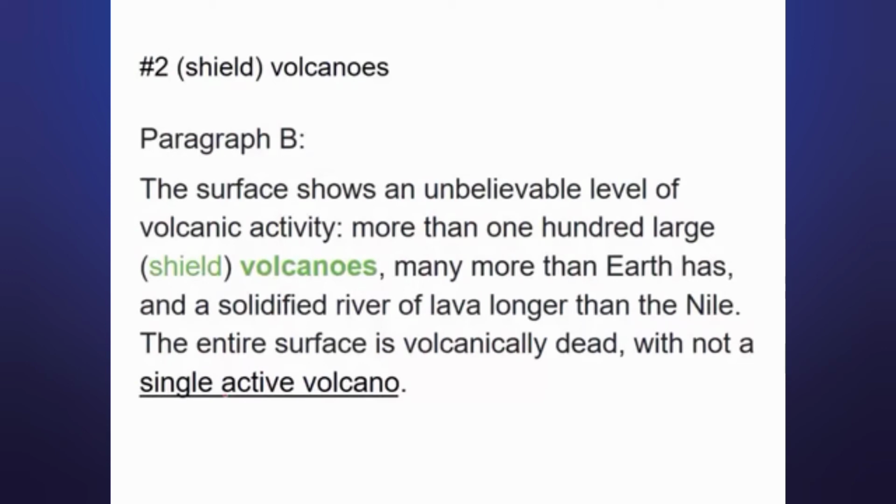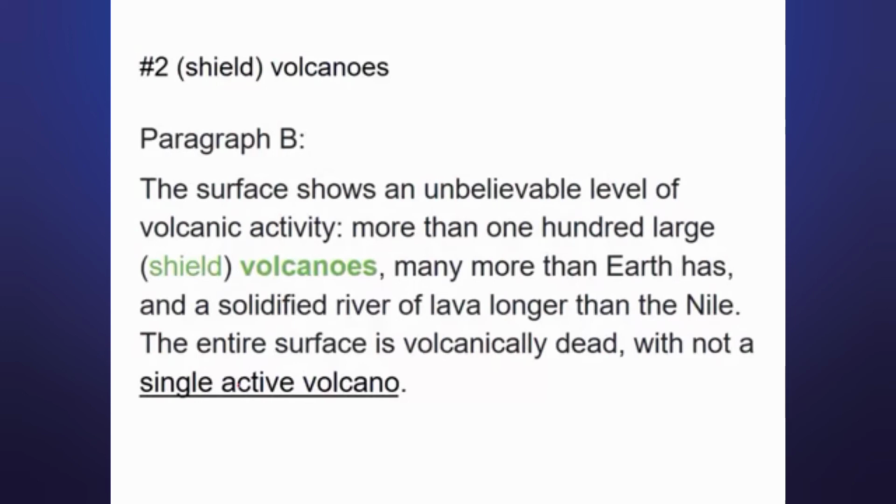Okay, and a solidified river of lava longer than the Nile. Okay, that's where we get that description of that label of the solidified river, right? One more sentence. The entire surface is volcanically dead, with not a single active volcano. Okay, the surface of Venus is covered with numerous dead volcanoes, dormant volcanoes. That is information we get from this passage.